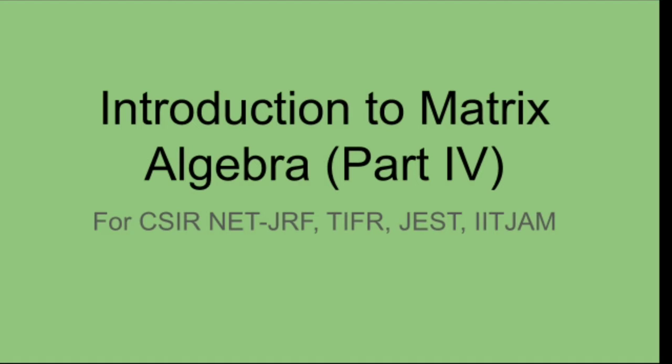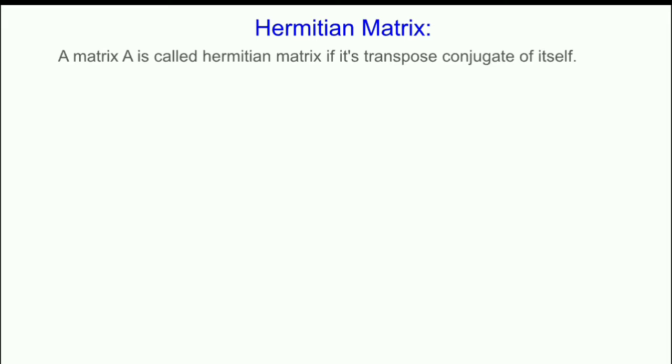In today's lecture, we are going to discuss Hermitian matrix and skew Hermitian matrix. First of all, let's discuss Hermitian matrix. A matrix A is called Hermitian matrix if it is the transpose conjugate of itself. So A will be equal to A theta.